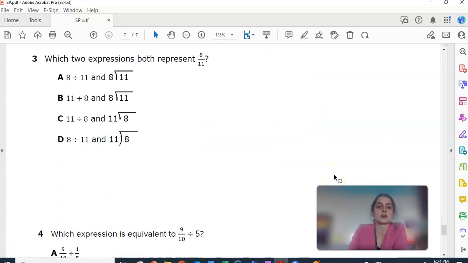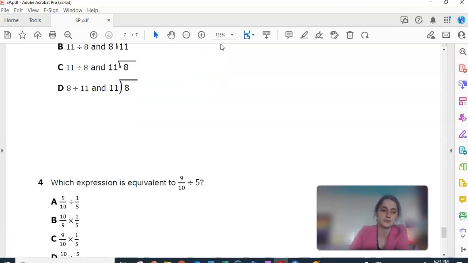Which two expressions both represent 8 divided by 11? There are 3 ways to write a division problem. We went over these in class. 8 divided by 11, 11 divided by 8. Ooh, those are not the same thing. So you need to pick the 2 that match this division problem. You do not need to solve them. Sometimes if you're totally stuck, you can solve them to see which ones all have the same answer. But this should be one where you can just look at them and recognize, oh, that's the same problem. Oh, no, that's a different problem.